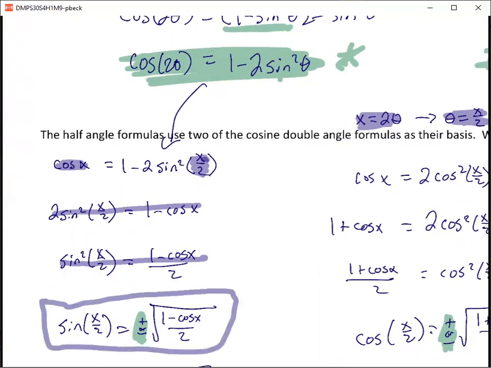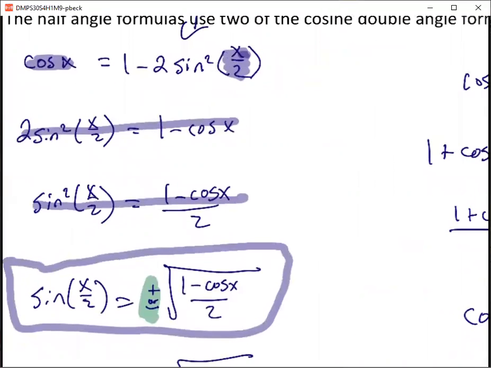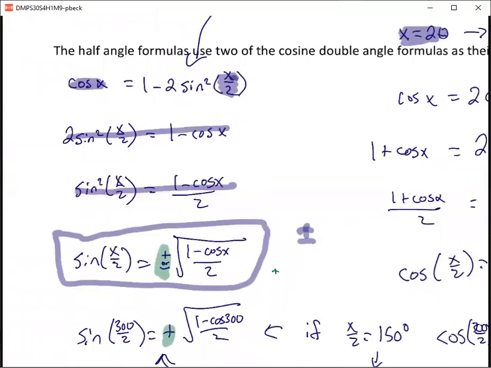Now, what I have in green says plus or minus. Usually when we write these together, we write plus or minus like that. Now, I'm stressing this is going to be the positive or the negative. And where this is important, that positive or negative, and let me write this out, this plus or minus is based on the quadrant the x over 2 is in.